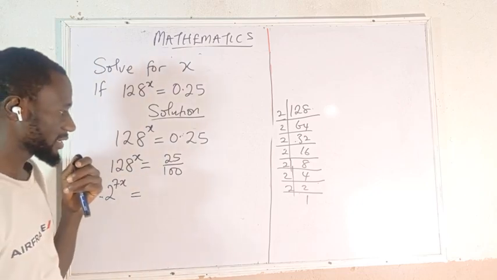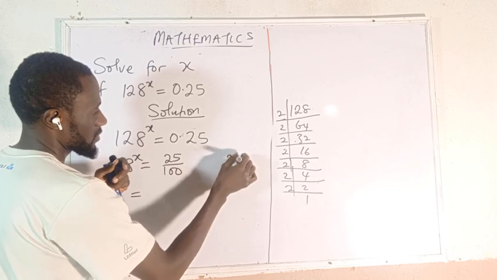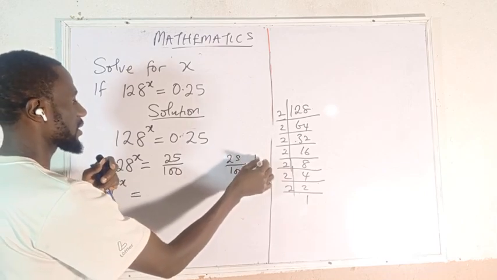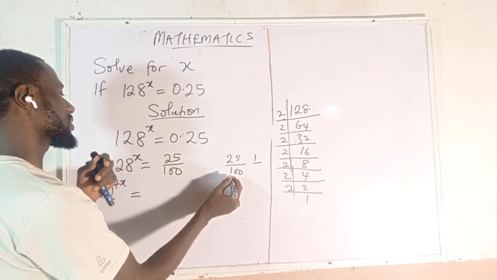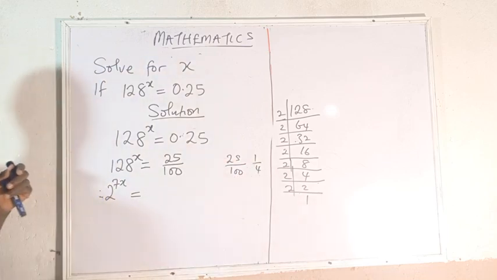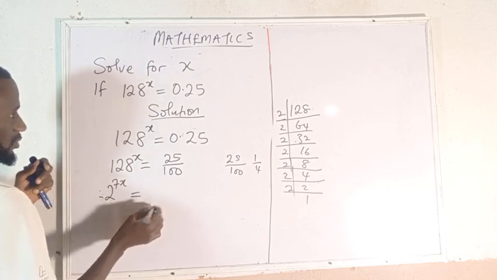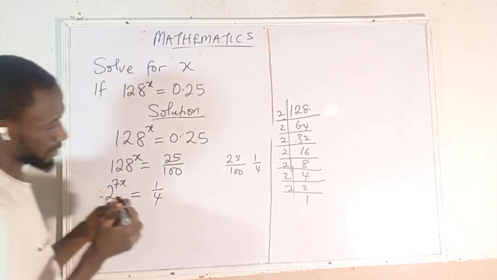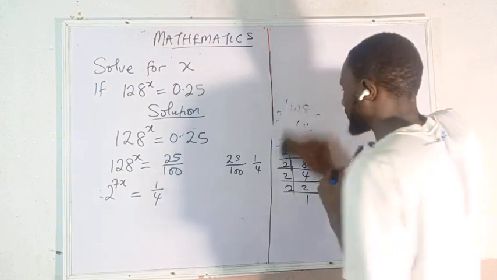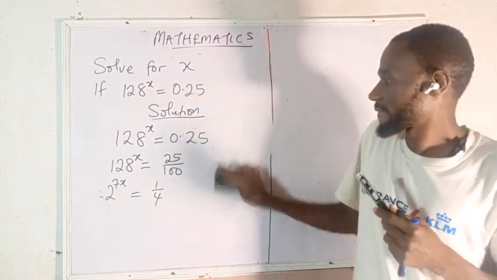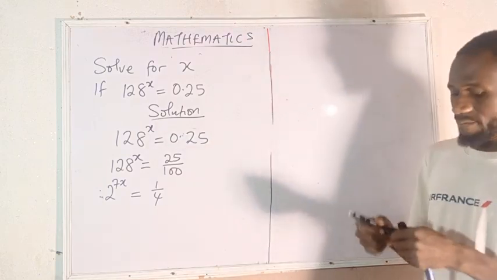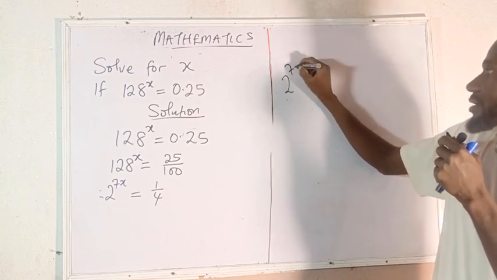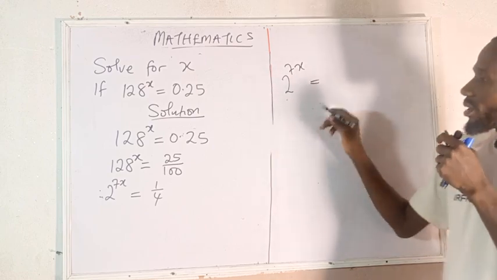We can also simplify it as 25 over 100. If you reduce into the lowest term, 25 into 25 is 1, 25 into 100 is 4. This is equal to 1 over 4. That is also, here 2 raised to 7x is equal to 1 over 4.